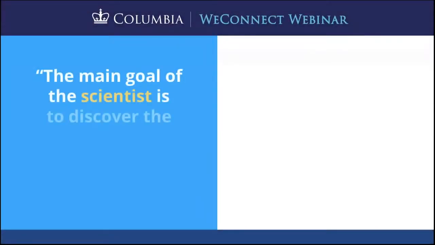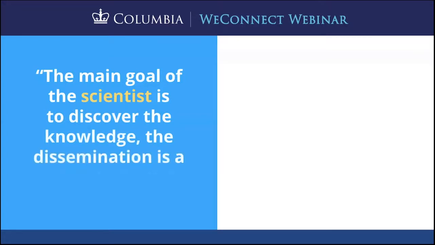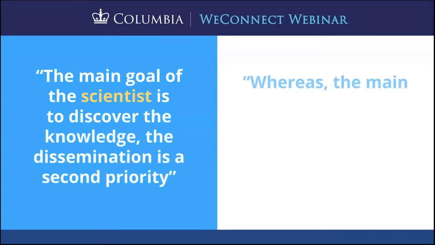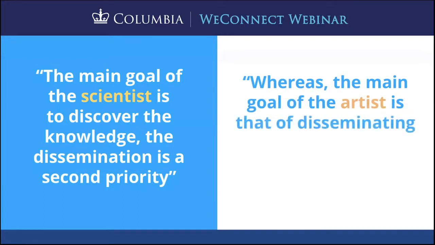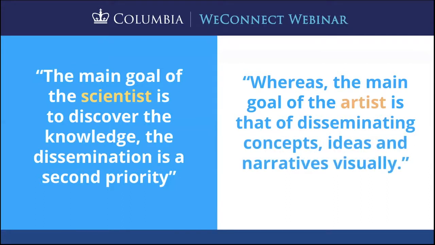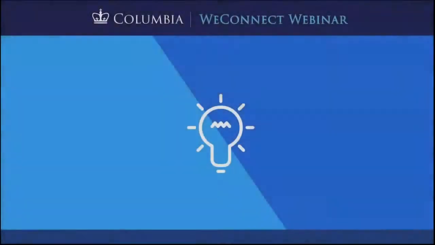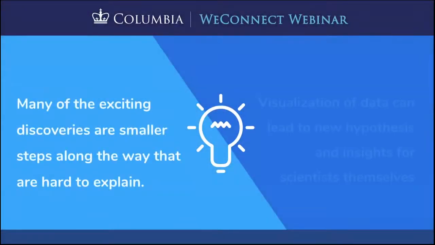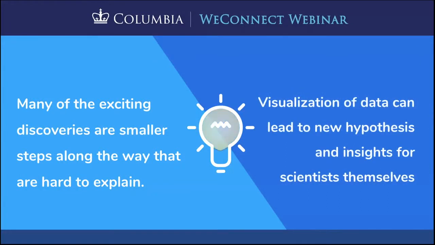For most scientists, art is an afterthought. The main goal of the scientist is to discover the knowledge. The dissemination is the second priority. Whereas the main goal of the artist is that of disseminating concepts, ideas, and narratives visually. It's important to bring art into the process early on, as Alissa just said. Many of the exciting discoveries are smaller steps along the way that are hard to explain. Visualization of data, mapping out research can lead to new hypotheses and insights for scientists themselves.